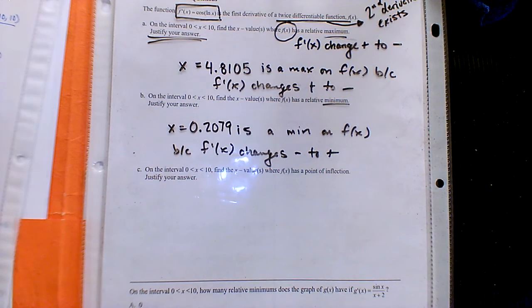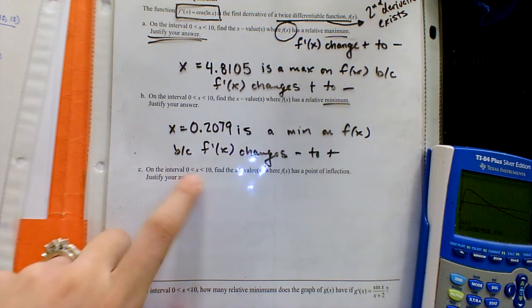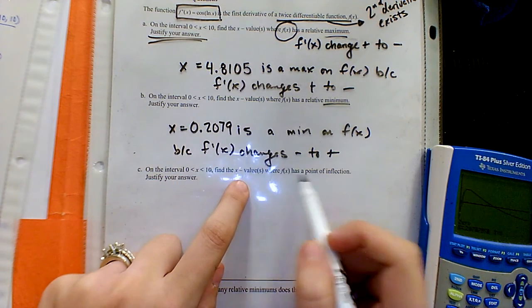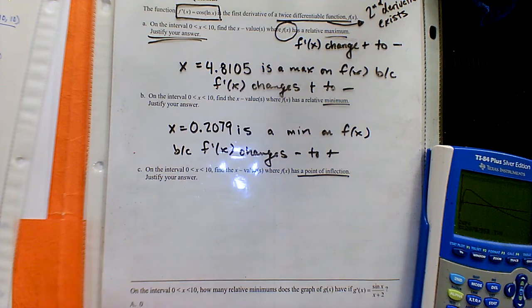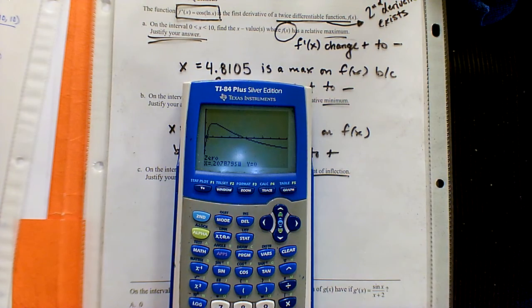Are we doing okay with the calculator? Yeah? Especially you. It's going to be a learning process. All right. Take a look at part C. On the interval from 0 to 10, at which x values does the original function have a point of inflection? If this is the graph of a derivative, where should we be looking?